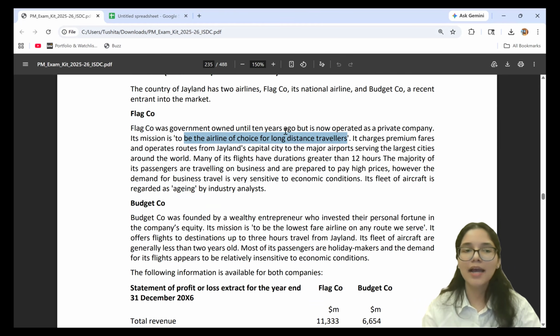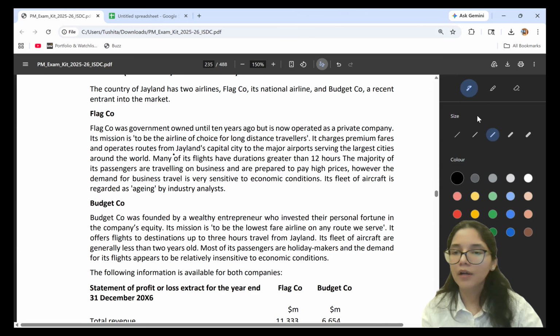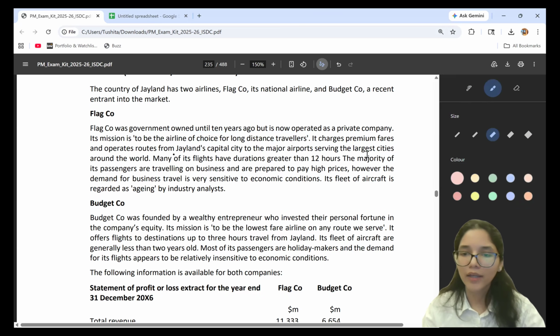So guys, here, because I am using this PDF, I'm not sure. Yeah, I have the option of highlighting also. That's great.